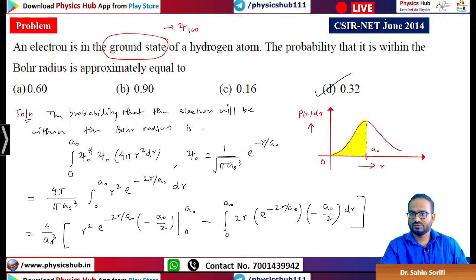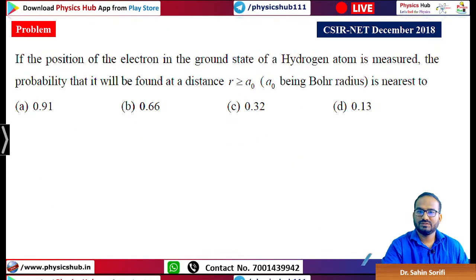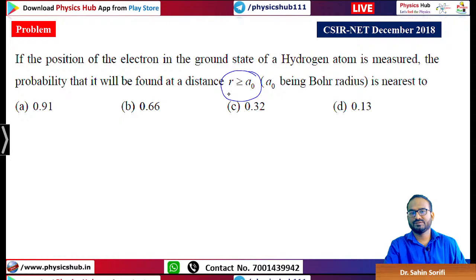It asked you in June 2014. Now in December 2018, what did they ask you? If the position of the electron in the ground state of a hydrogen atom is measured, the probability that it will be found at a distance r greater than or equal to a naught, meaning beyond the Bohr radius, is nearest to. Even without calculation, you can check option B.